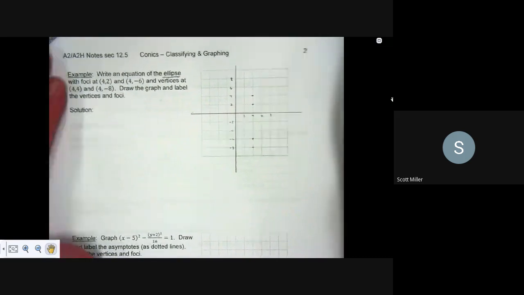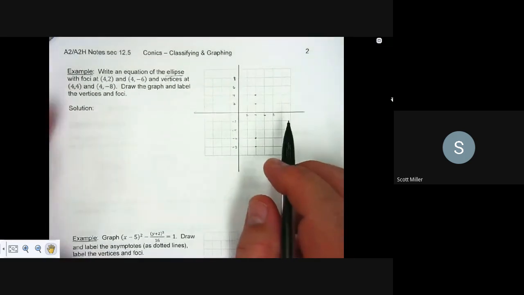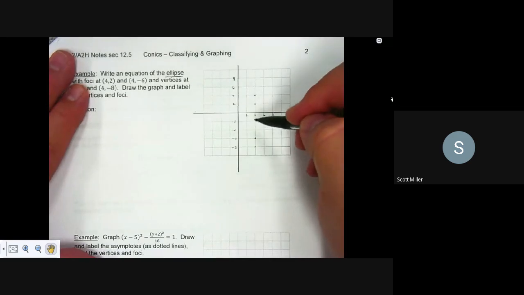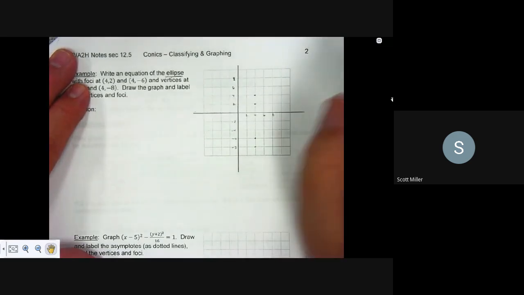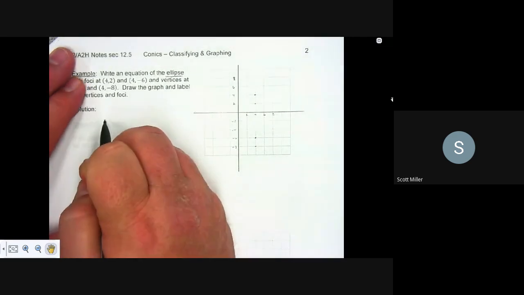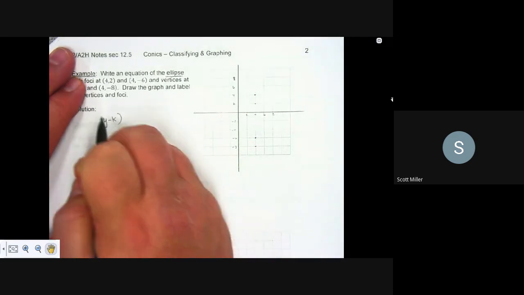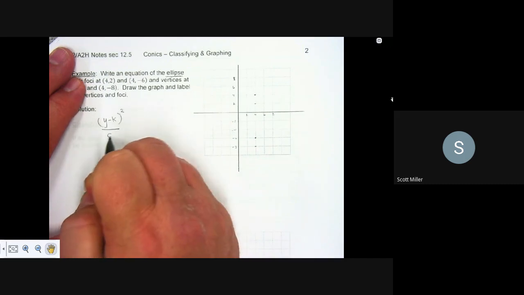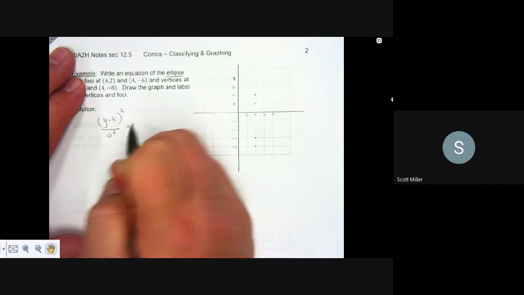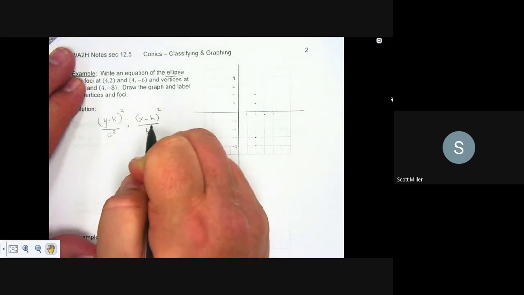And since it's going in a vertical direction for an ellipse, that means the A value, the bigger number, has to be under the Y. A lot of times I just put the Y values first that are bigger. So we have Y minus K squared over A squared, and then X minus H squared over B squared equals 1.